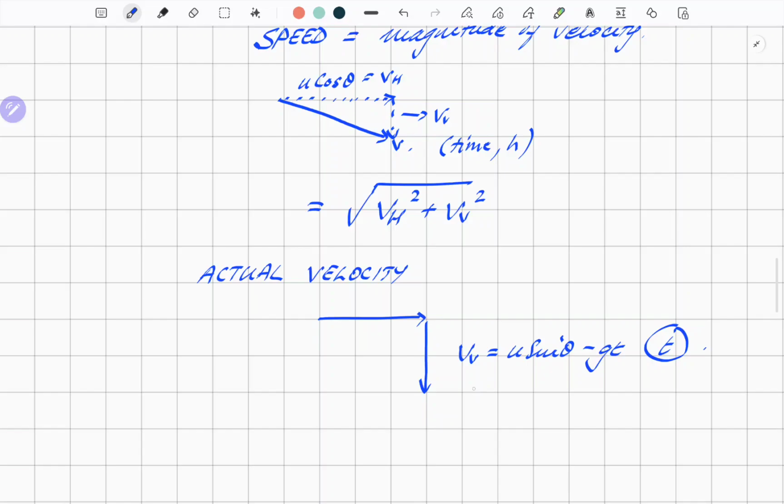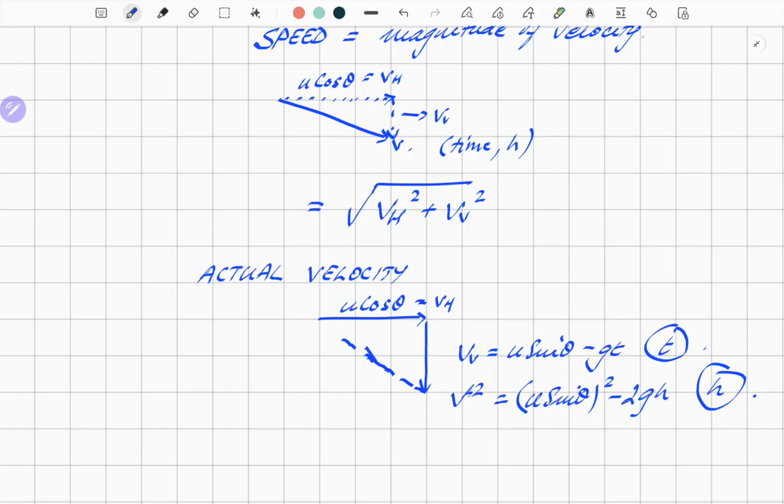You can use, or you need to find, I suppose you could do this, V squared equals u sine theta squared minus 2GH. Well, that's a height, and therefore you need the height above ground or whatever the situation is. Okay, so if you find those components, and this one is VH, again finding those, you can find the magnitude of the actual velocity.